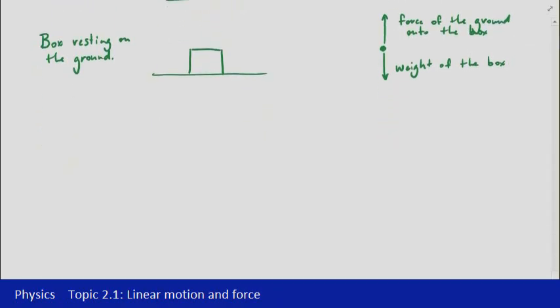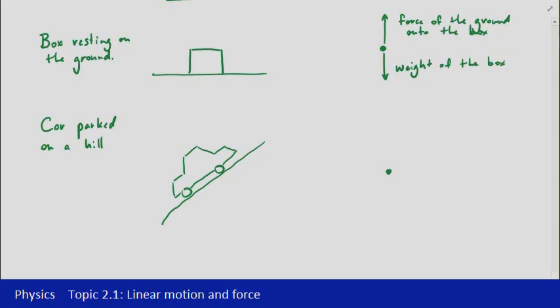Last example will be a car parked on a hill. So in this case it's a little bit more complicated. So we've got the hill there, so the car will be positioned on the hill, something like this. And again, because the car isn't moving, we don't have to worry about any acceleration or velocity or any of those sorts of things. The free body diagram here, though, is a little bit more complicated.